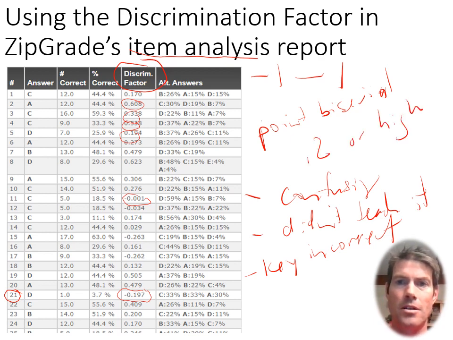So next test you do, take a look at that discrimination factor. I looked at all of these and I realized there were some issues with those questions. No incorrect keying, but definitely in terms of the way the question was worded, it was not as good as it should have been.